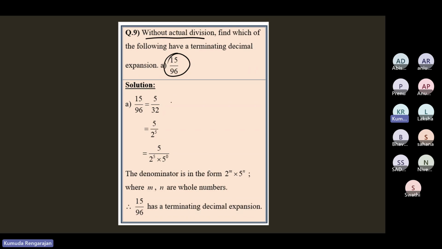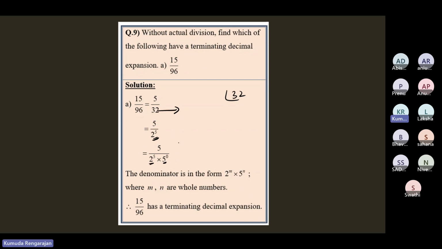For that, the procedure is first put the fraction in the simplest form. That's the first step. Simplify it. So 3 5s are 15, 3 3s are 9, 3 2s are 6. So 5 by 32. Now take the denominator and find its prime factors. So 32 can be written as 2 to the power 5, which is 2 to the power 5 into 5 to the power 0.